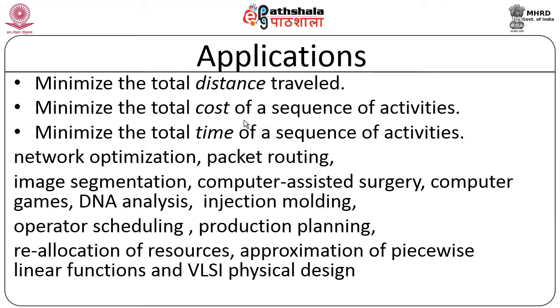So, what are some of the applications of this shortest path? Remember, when you say minimum path, it can be minimum total distance travelled, it can be the total minimum cost of a sequence of activities, or the total minimum time of a sequence of activities. It can be used in many applications like network optimization, packet routing, image segmentation, computer assisted surgery, where you have minimum cost for the sequence of activities, computer games, DNA analysis, injection molding, scheduling problems, obviously production planning, reallocation of resources, approximation, and VLSI physical design. A lot of applications where the shortest path is very important.